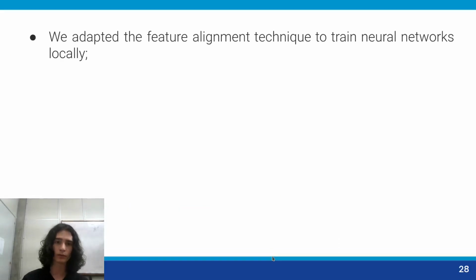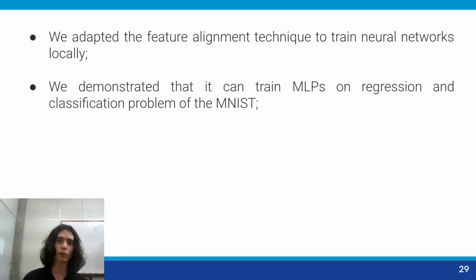In conclusion, we adapted the technique of feature alignment to train neural networks locally, so we can do loading and offloading of small parts of the network from the memory and update them independently of the entire state of the network. And we demonstrated the feasibility of this technique in real regression and classification problems on the MNIST dataset.